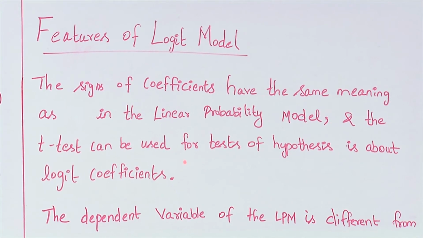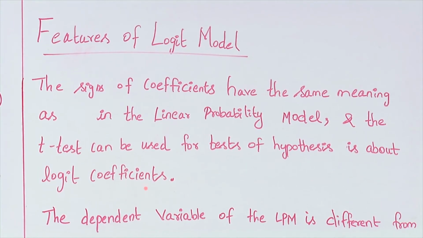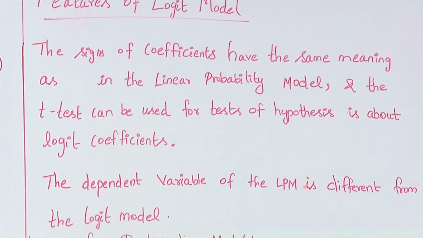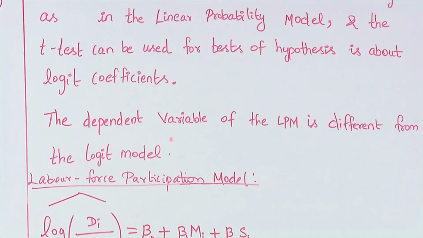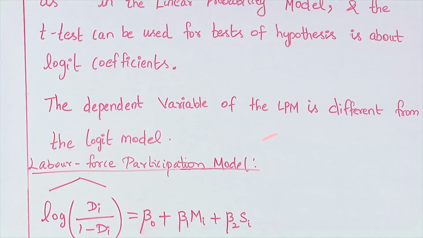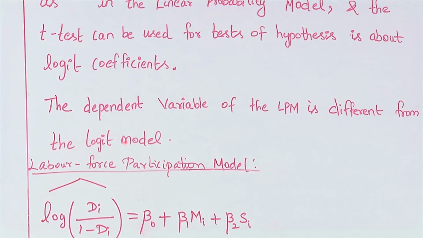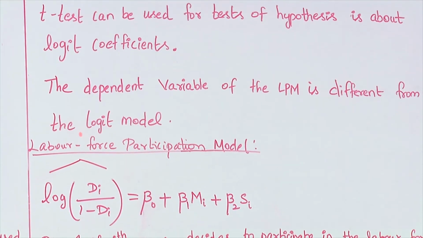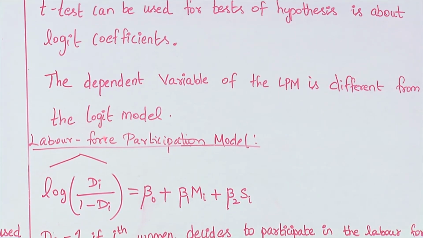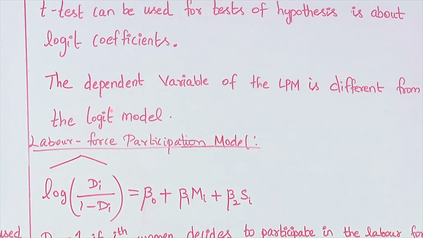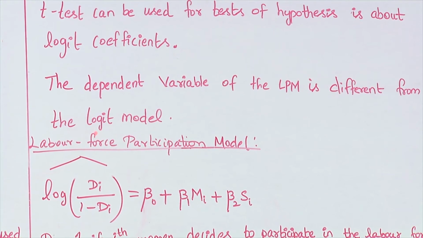A t-test can be used for the test of significance in the LOGIT model, but the dependent variable of LPM is different from the LOGIT model. The dependent variable of LPM is the probability. Here in this LOGIT model, it is the log likelihood ratio. That understanding is very important when you interpret the coefficients; this logic, this idea will really help.